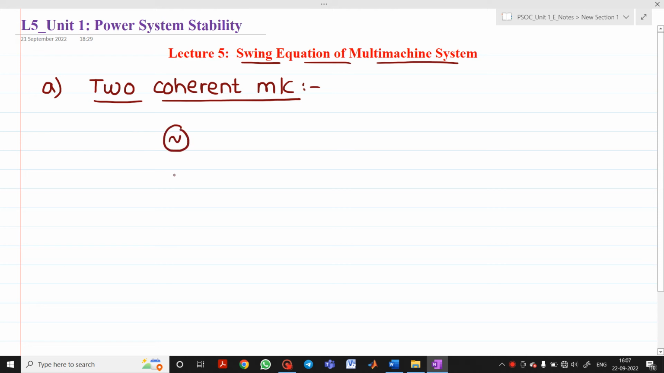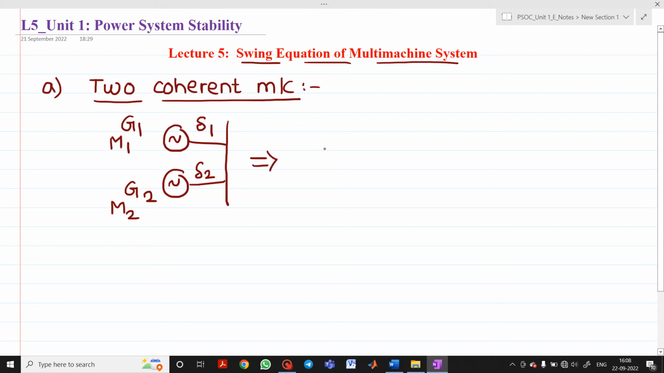This is, let's say, the first generator. This is the second generator. I will take this as generator G1. This will be generator G2, which is connected in parallel. This will be one bus. Let's say the load angle of generator G1 is delta 1. Load angle of generator G2 is delta 2. Then the angular momentum of machine 1 is M1. Angular momentum of machine 2 is M2. So I can represent this as a single equivalent generator G, and here the angular momentum or moment of inertia will be M equivalent. Now what is the swing equation?